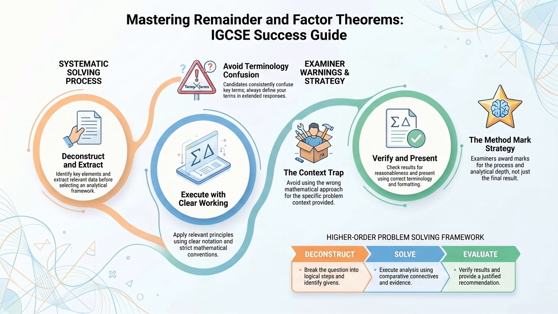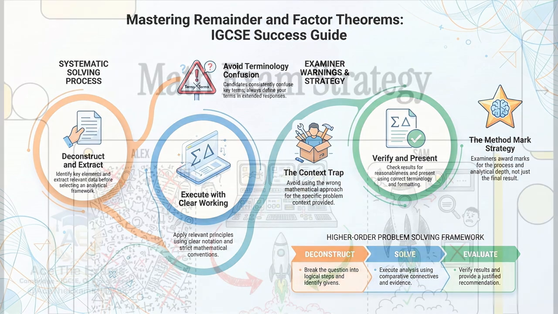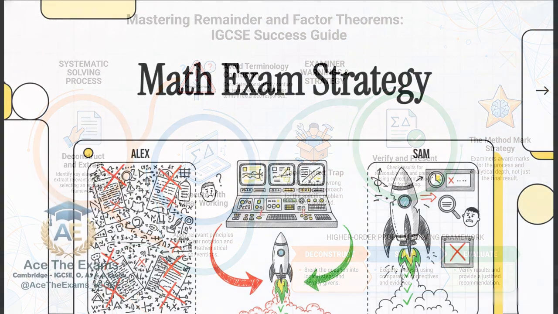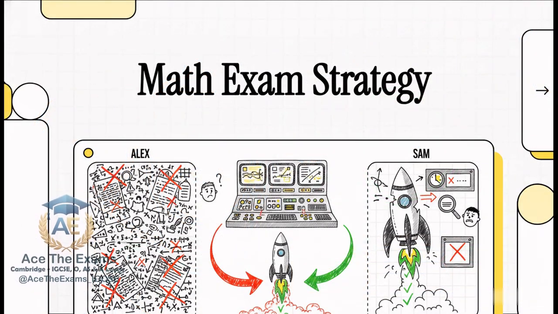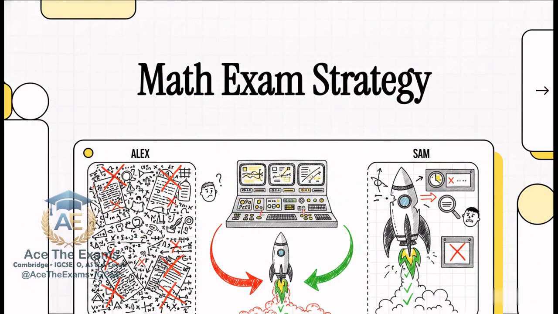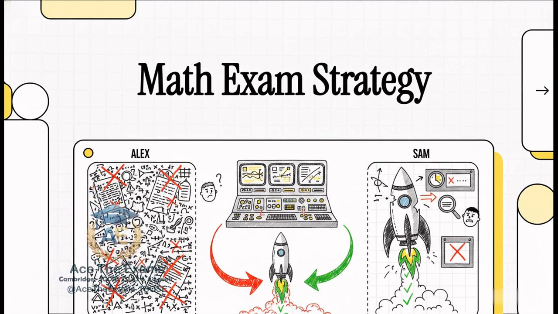Welcome to This Explainer. Listen, today we are embarking on a high-stakes mission briefing. Our operational theater, the Cambridge Mathematics Examinations. And it doesn't matter if you're navigating the 0580, the Additional Mathematics 0606, the 4024, the 4037, or the 4040. The physics of this flight remain exactly the same. Our specific launch coordinates for today's operation, the remainder and factor theorems.